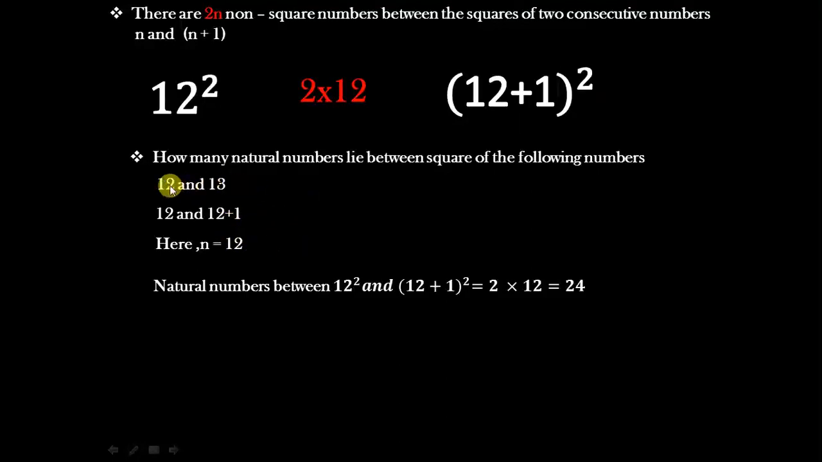First, we convert the numbers in terms of n and n plus 1. Then we get the value of n. Then we know that in between n square and (n plus 1) whole square, we have 2n natural numbers.